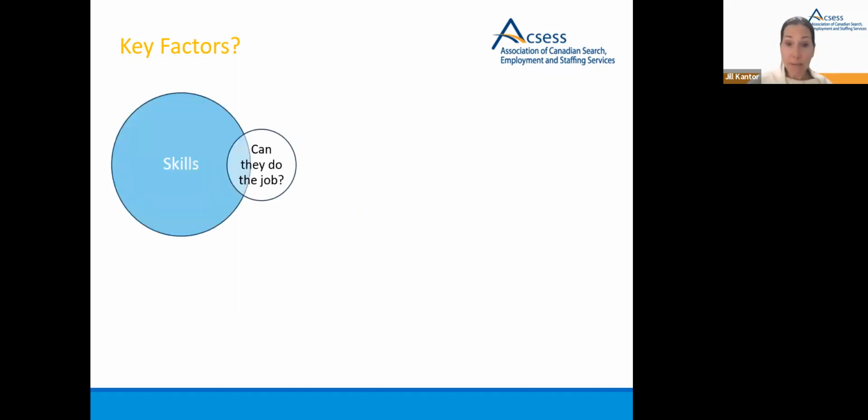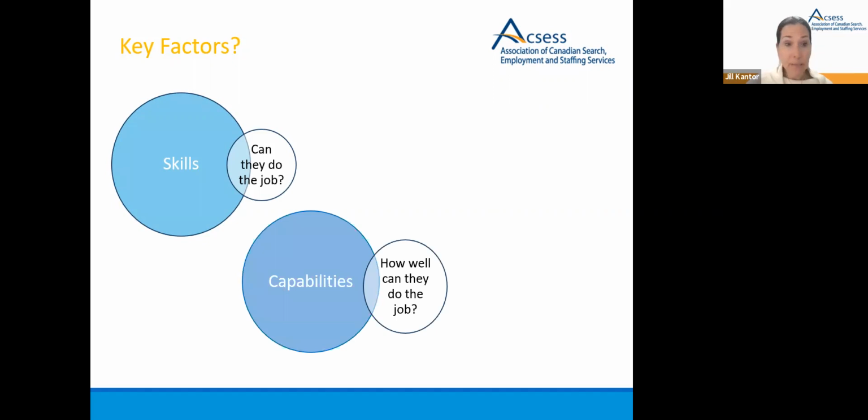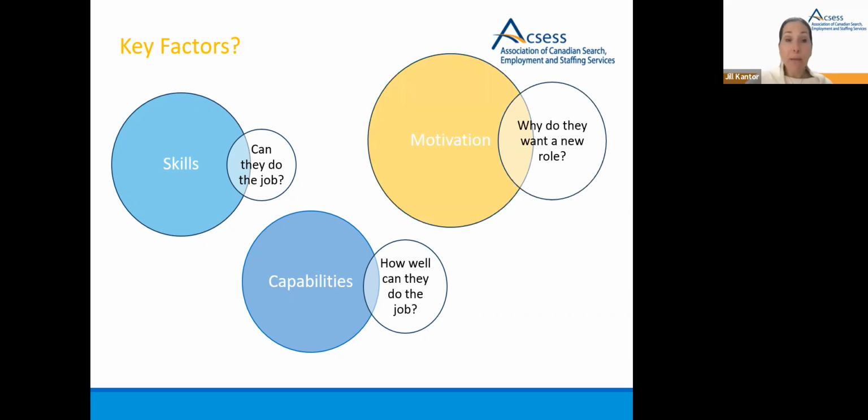So number one, the skills. Can they actually do the job? Technically speaking, can they do the job? What about capabilities, right? How well can they do the job? So it's one thing to have the skills. Then the next is the capabilities. Well, how well can they actually do it? And then the last one is the motivation, right? Why do they even want a new role? Or why do they want this role? What's motivating them? What's that driving factor every day? Do they have a wound? Do they have a reason why they're making that change?